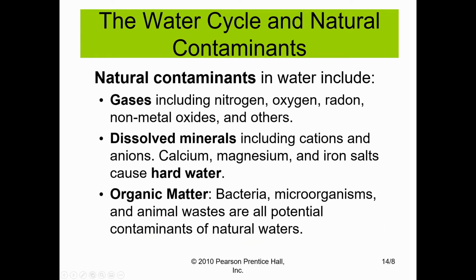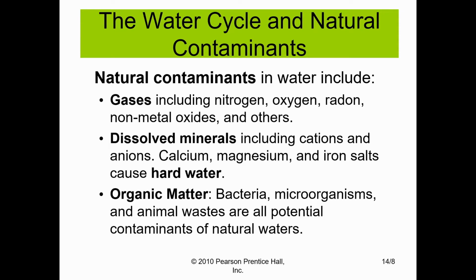We can break up the contaminants into three major categories. The first contaminant are the gases. These can include nitrogen, oxygen, and radon, as well as some of the pollutants that we discussed in chapter 13.